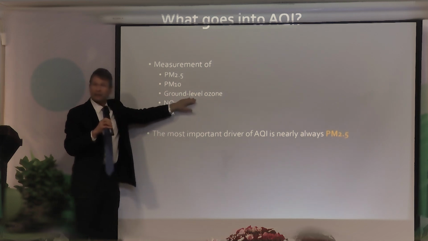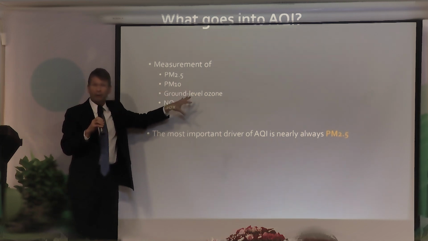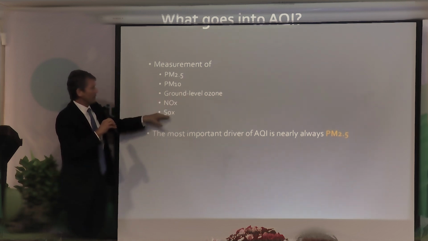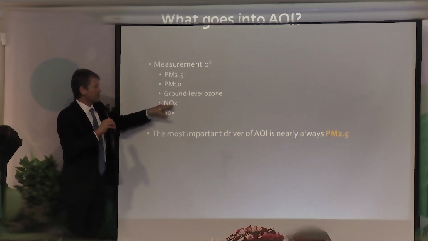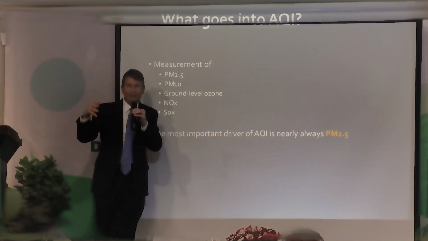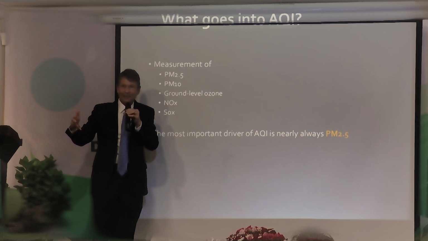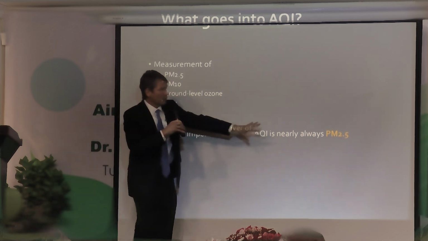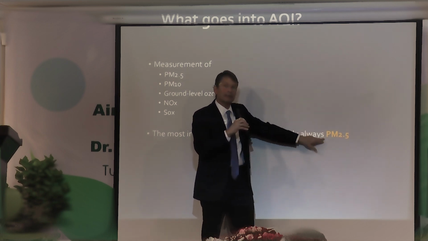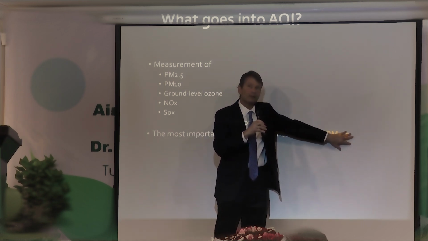There's ozone next, near the ground. Ozone is a very harmful gas that's produced from combustion products. And then there are two other combustion products, nitrous oxide and sulfur oxide. But really, when you make those maps of AQI, these color maps, it's almost all driven by this number because it tends to have the highest impact on that calculation.